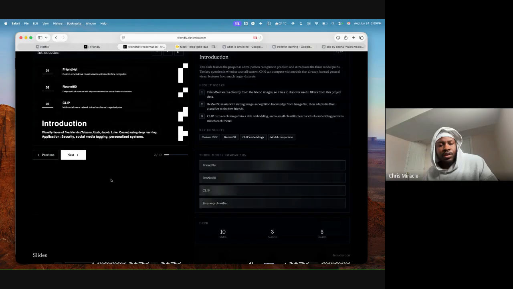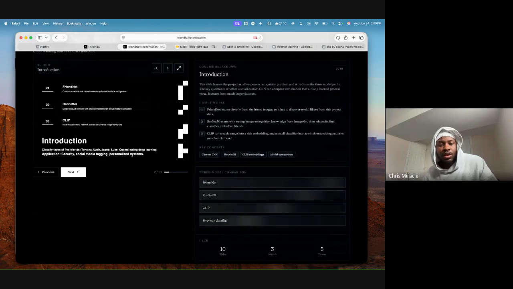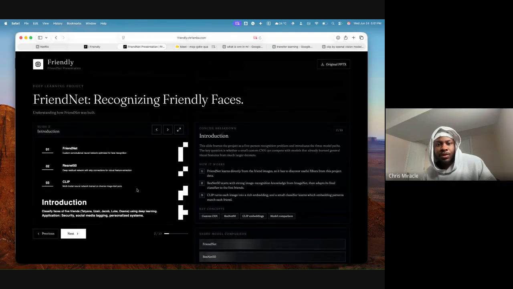One of the reasons for Friendnet is security, social media tagging, personalized systems, and recommendation systems as well. My friends' names were Osama, Uzaya, Jacob, Luke, and Tatiana, and I used Friendnet to classify these 5 different faces using deep learning. A typical example is you're having a party and you want to invite your friends. You can simply mount your model to accept friends by recognizing their faces instead of having to employ security.